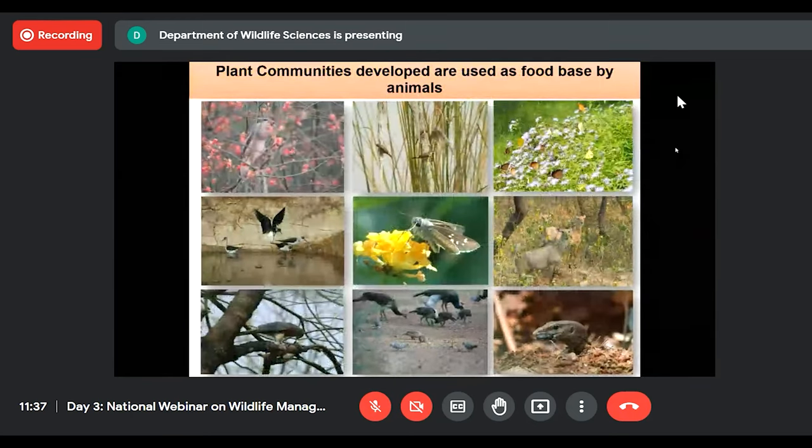Then what do you get out of that when you develop plant communities? The plant communities developed are used as a food base by animals. You can see how they are utilizing them: the butterflies, the birds of prey, or the blue bull, then some insectivore mammals also, or reptiles also.